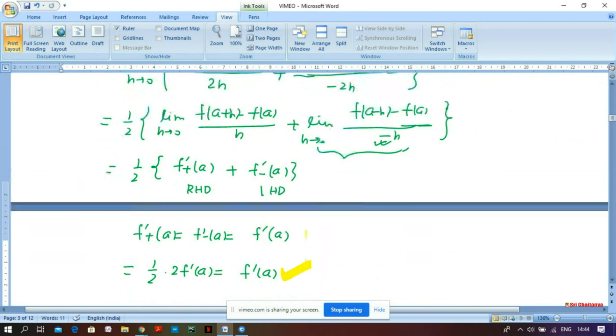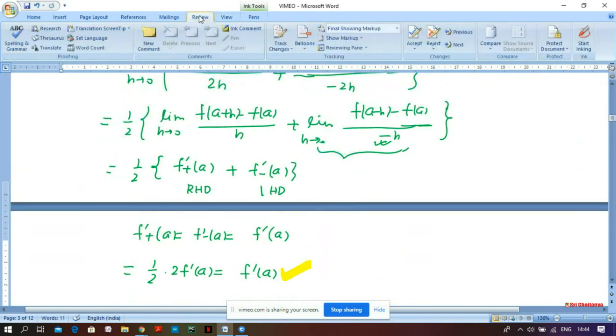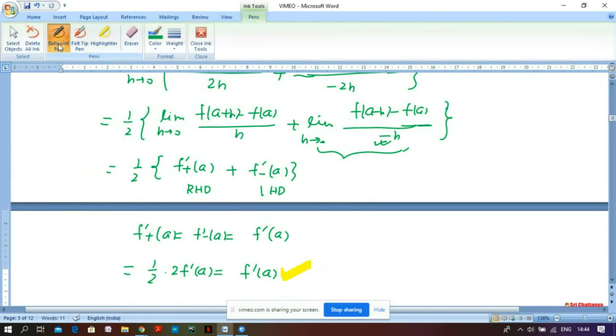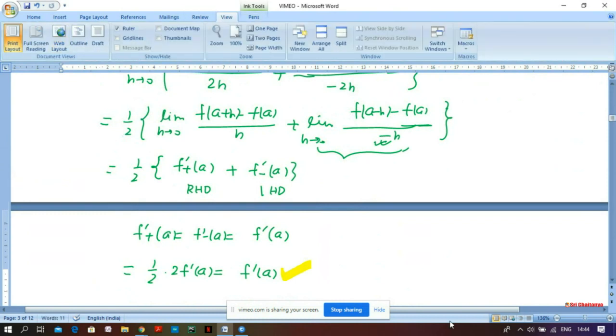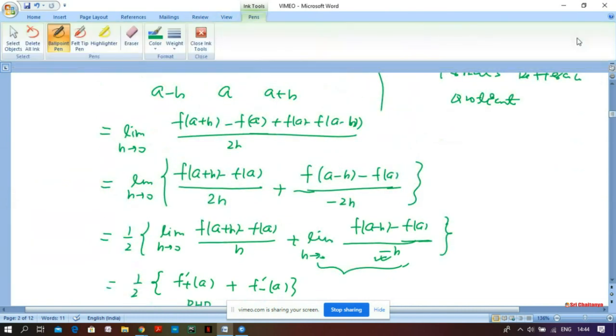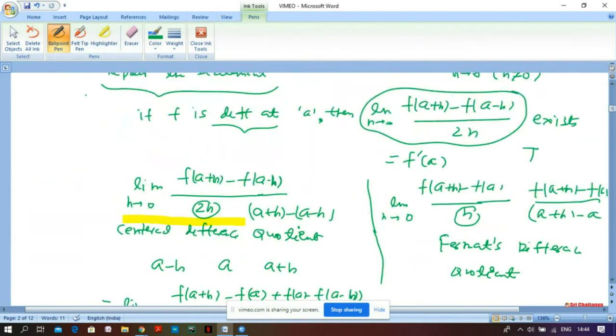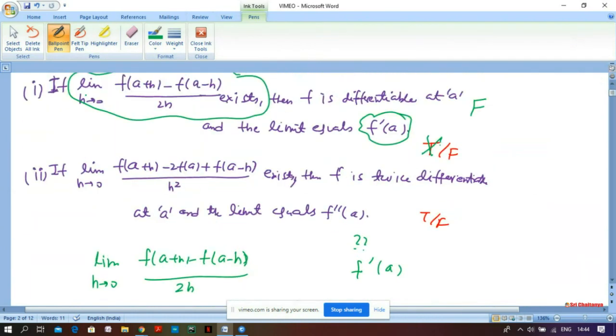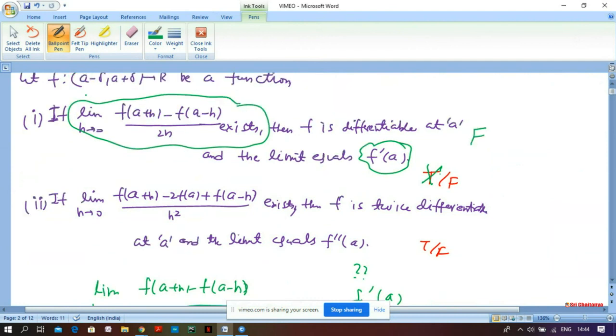So let me go back and see again that this is your first part. We started our discussion with this one: if the limit exists, then f is differentiable at a. That was false. We repaired the statement by saying that in fact it is the other way around: if f is differentiable at a, then the limit exists, and its value becomes f prime a. That's fine.